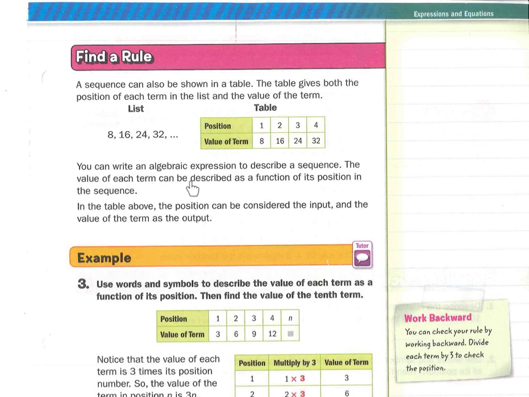The value of each term can be described as a function of its position in the sequence. In the table above, the position can be considered the input, so that's your input right there.